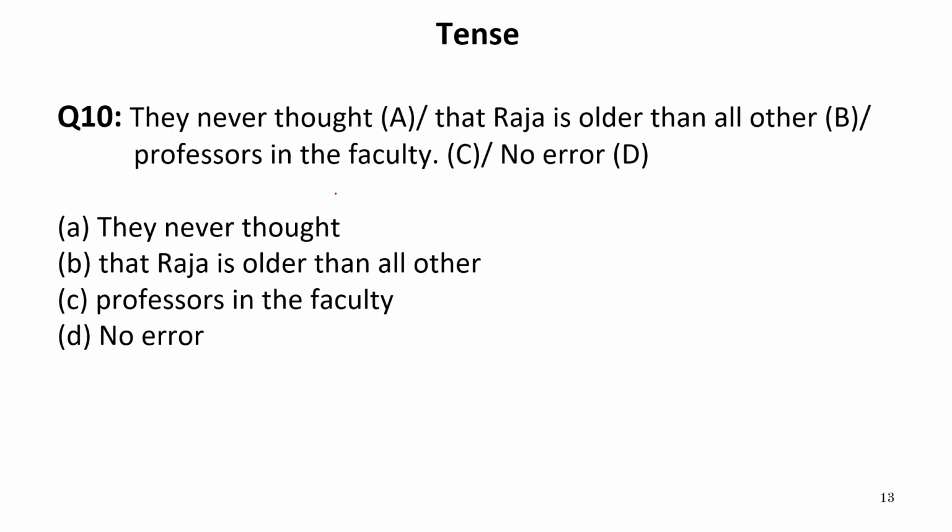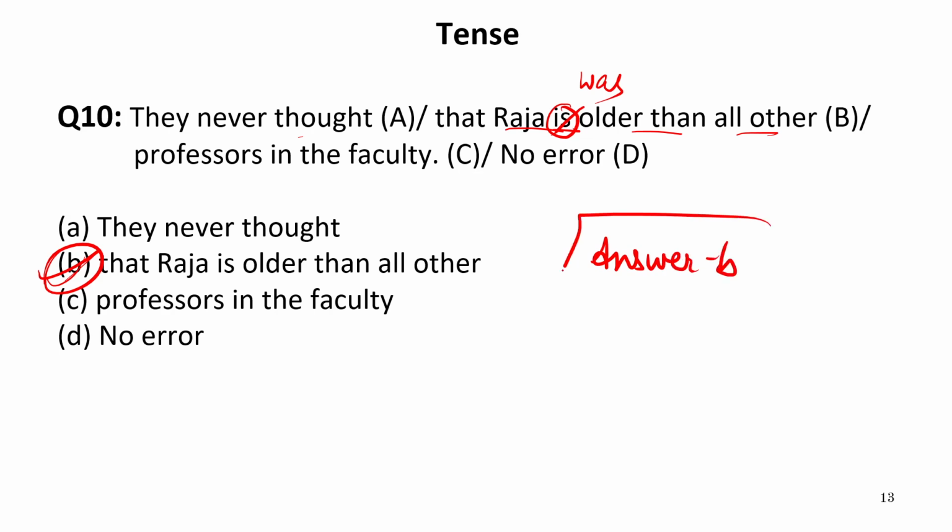Now let us move to the next one. They never thought that Raja is older than all other professors in the faculty. Now again, if we see the first part, the sentence is in past. So Raja is should be replaced with was. Therefore, the error is in part B. In this, is should be replaced with was. So our answer is B. So this is the correct answer.